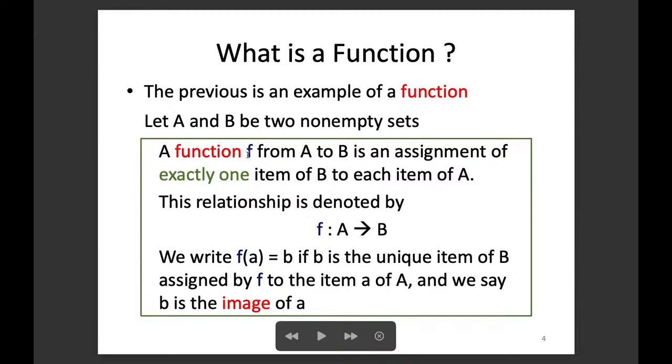And then for a particular function, let's call it f. If we say that f is a function from A to B, then we mean that it is an assignment such that for every item of A, we will assign it to exactly one item of B. To describe this relationship, we use f colon A right arrow B, so that f is going to assign or map each item of A to a single, one particular item of B.